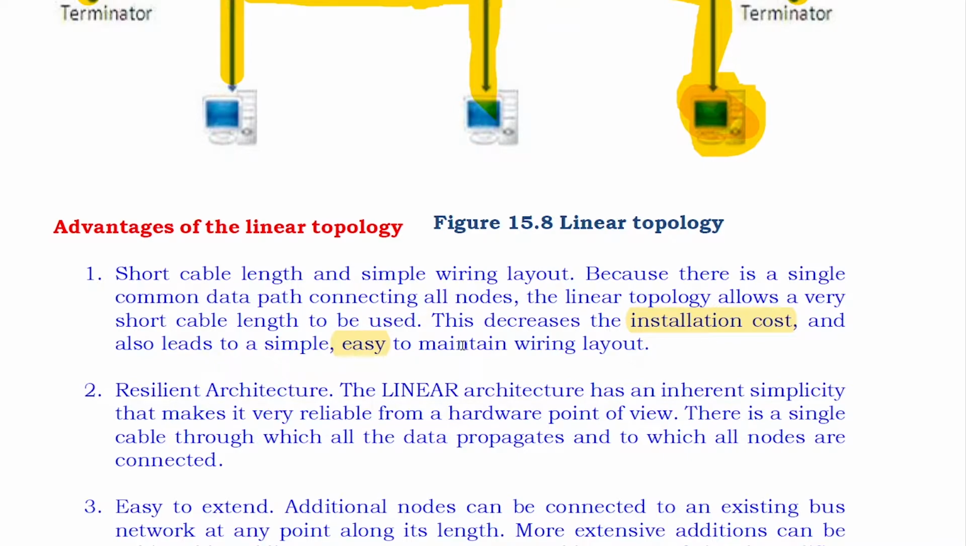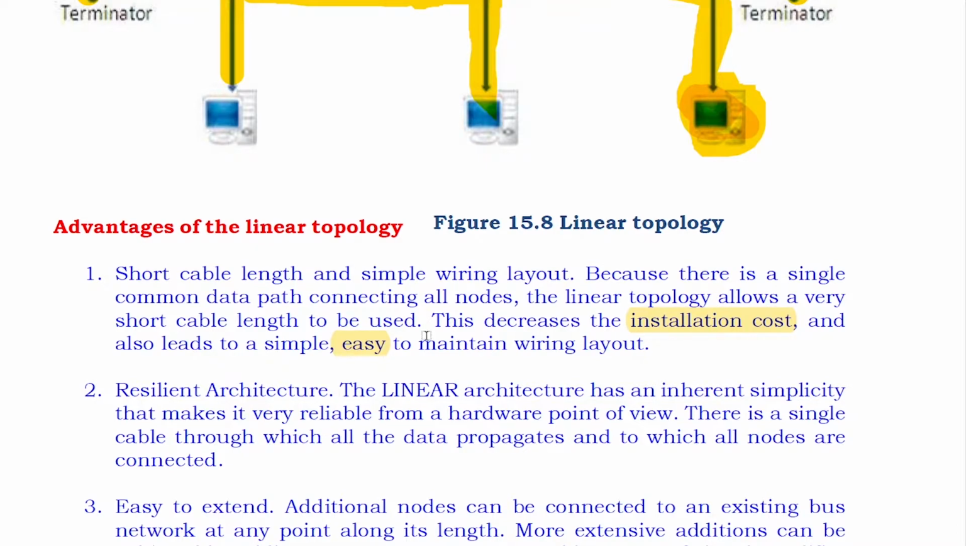Simple cable. Because there is a single common data path connecting all the nodes, the linear topology allows a very short cable length to be used. So this decreases the installation cost, and also leads to a simple network and an easy to maintain wiring layout.